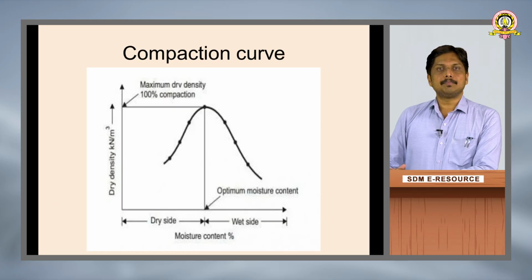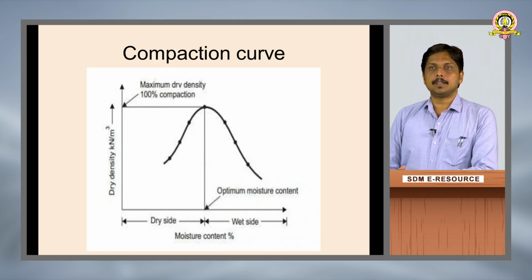Coming to the compaction, here we need to understand two important characteristics of compaction. One is the optimum moisture content and another one is the maximum dry density. In this picture, the x-axis is moisture content and y-axis is the dry density. And you can observe the compaction curve. Here, optimum moisture content is the water content which is corresponding to the maximum dry density, and the maximum dry density is the densest state up to which you can compact the soil.